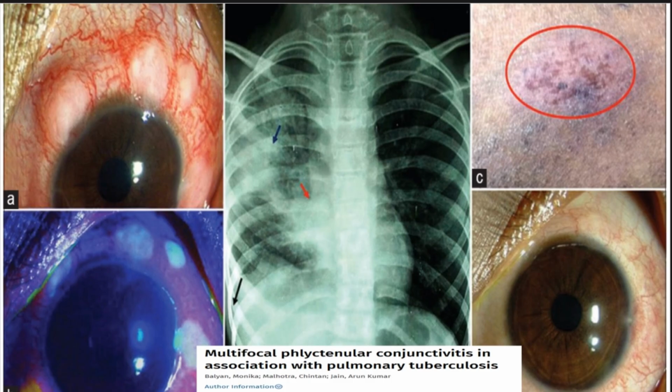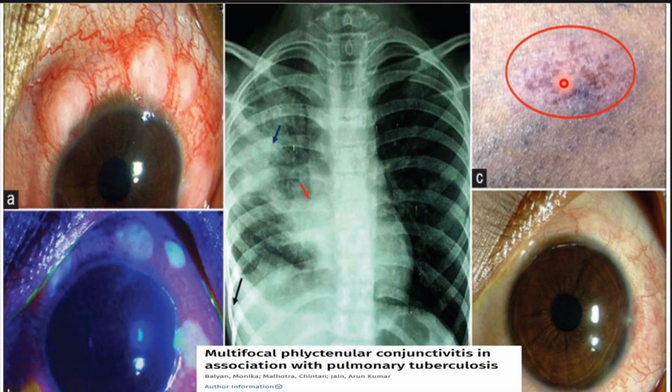For example, in this case, the first picture shows the anterior segment photograph showing multiple phlyctens standing out in the background of conjunctival hyperemia. So you see these blood vessels here. There's diffuse hyperemia and you see multiple phlyctens in this case. And then when they were stained with fluorescent dye, you can see the nodules also taking the fluorescent dye staining.